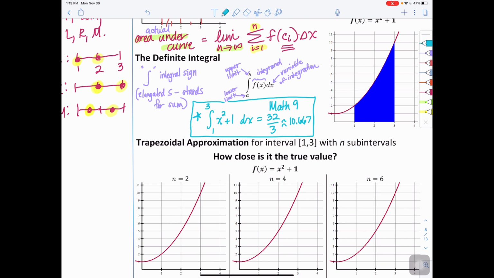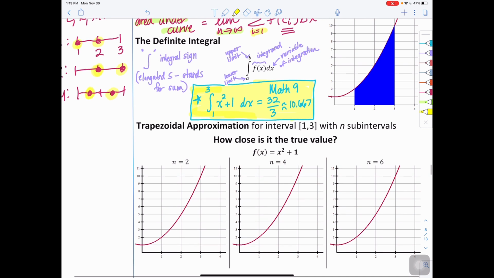You might be asking, why did we just cover this actual area under the curve? Because now we're going to be comparing our approximations to the actual area. We could have done this from the beginning, but I think it's a nice blend of approximating area under the curve and then seeing the actual. So I introduced the trapezoidal approximation. So instead of rectangles, we're going to be using trapezoids.